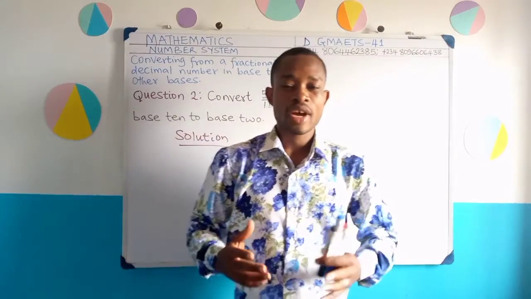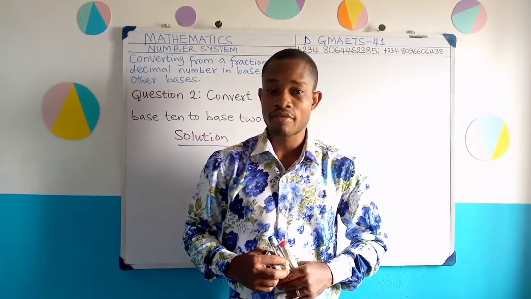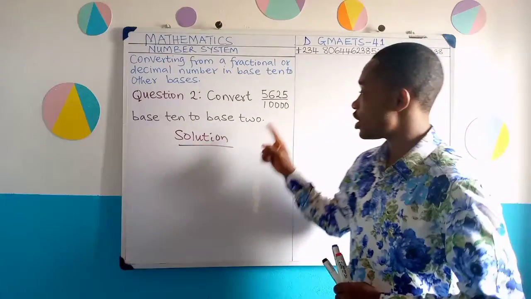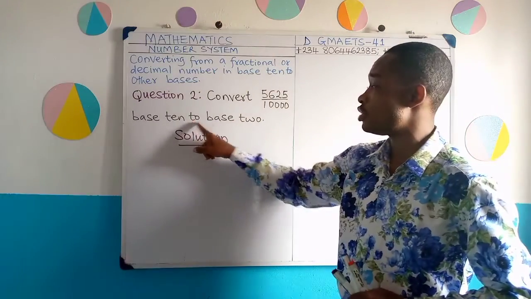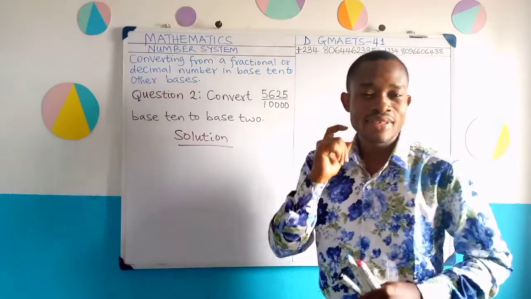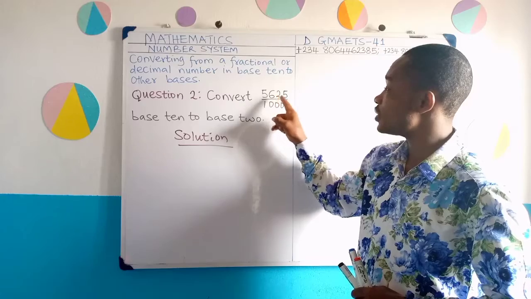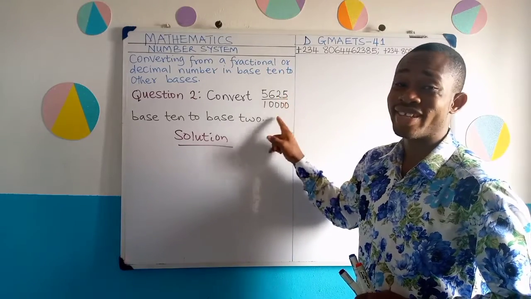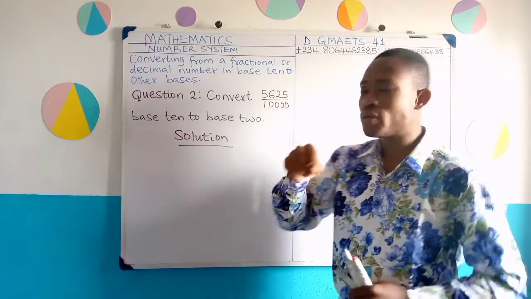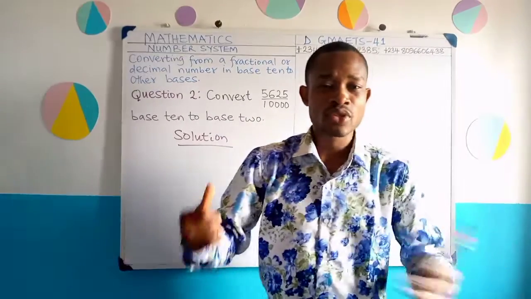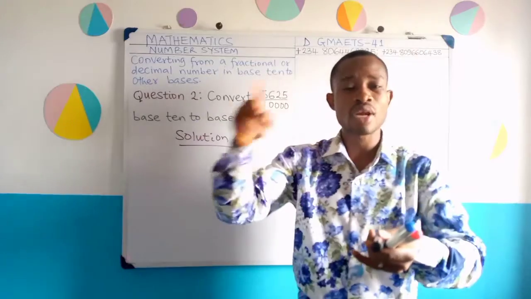In this video, we have this question we are going to solve. We are to convert 5,625 divided by 10,000 base 10 to base 2. Now, this question, please take a look at it. If you divide 5,625 by 10,000, it will give you 0.5625 in decimal. So, dear friends, this question is the same as question number 1.